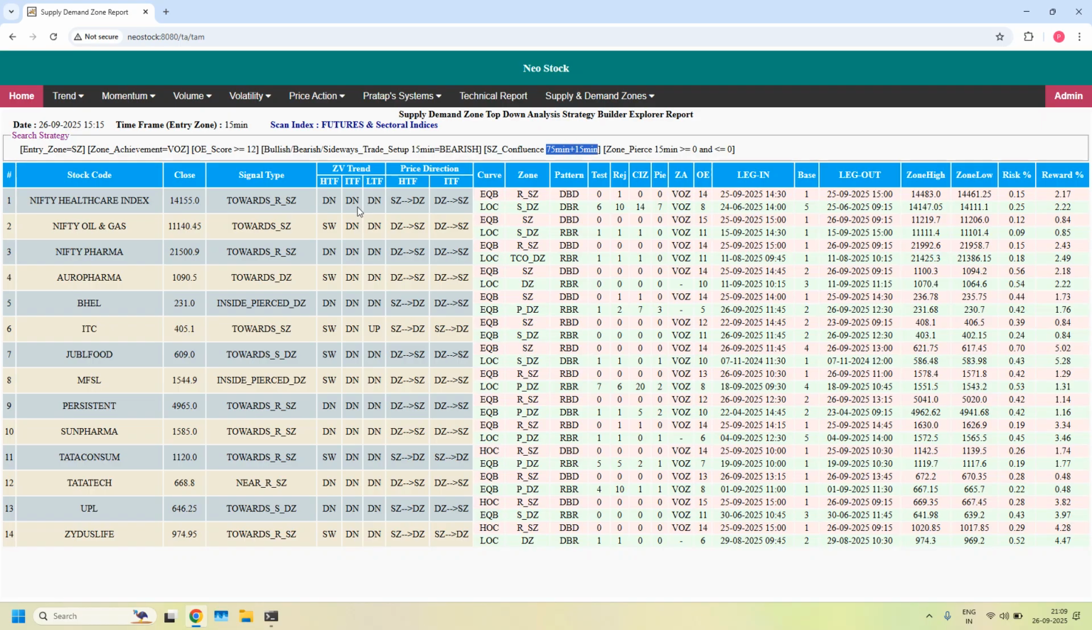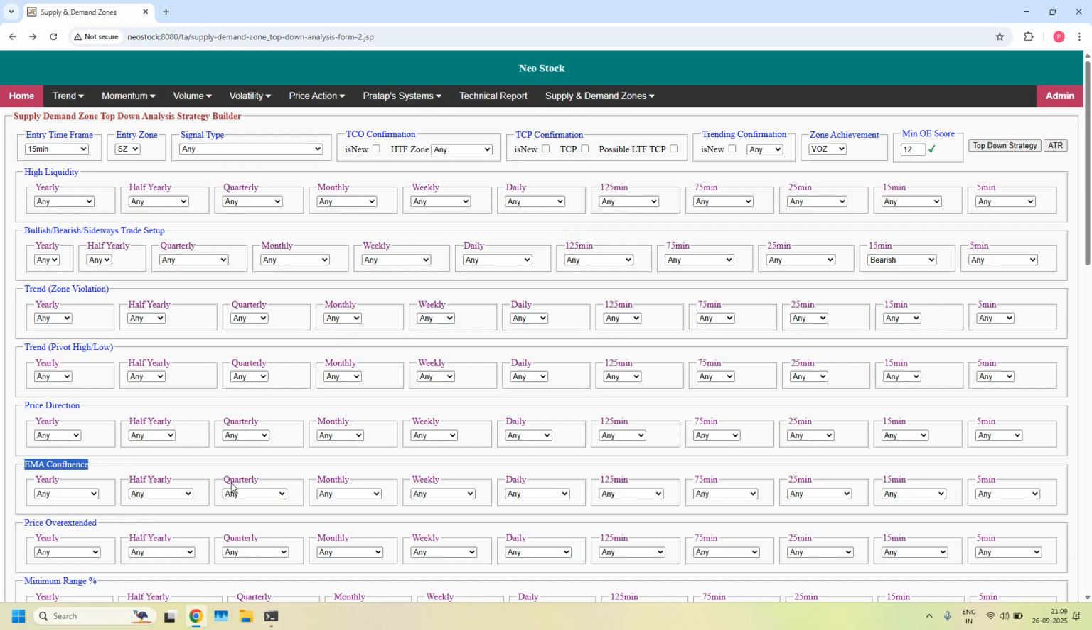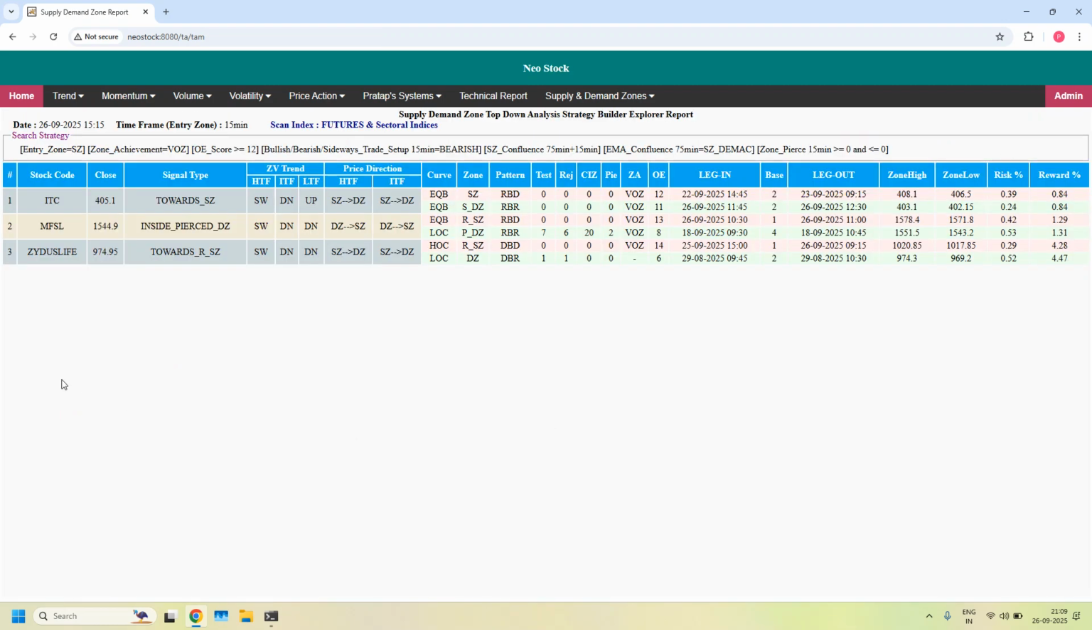And the 75 minutes trend, that is the ITF trend, is down in all the stocks. We can further filter based on the 75 minute supply zone having daily EMA confluence. By setting the filter, we got 3 stocks. So these 3 15 minute supply zones might have a higher probability of success, provided less than 20 checklist items are satisfied, otherwise there are higher chances of zone violation.